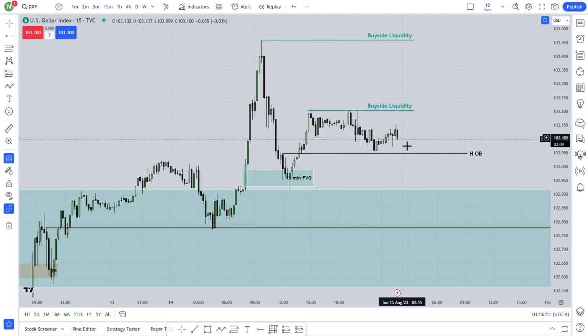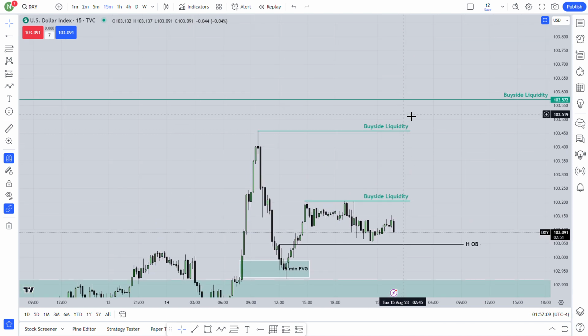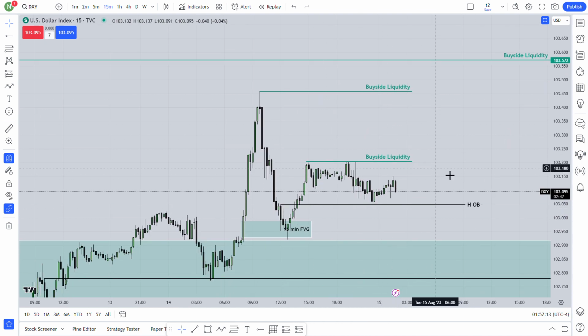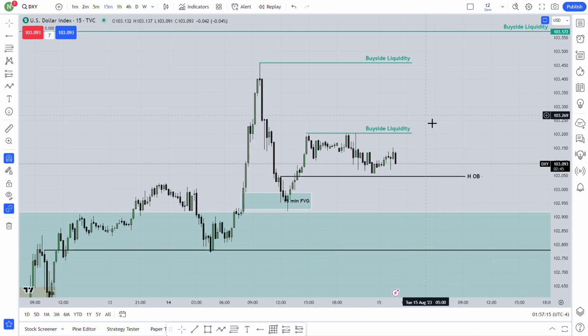It's possible. I'm concerned that it will come to this high of the daily fair value gap. It is possible, although I don't want to see that. I want to see this order block respected. Then it goes to this buy side liquidity, this buy side liquidity, and this buy side liquidity. This is today's plan actually. So today I would like to see the expansion higher. DXY will go higher. That means ES will go lower.